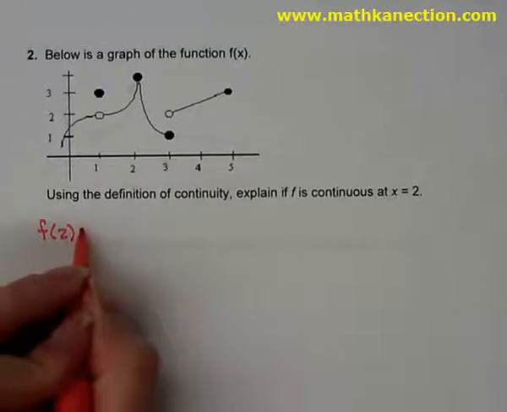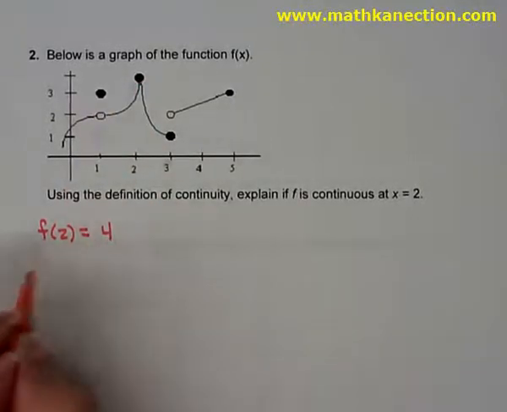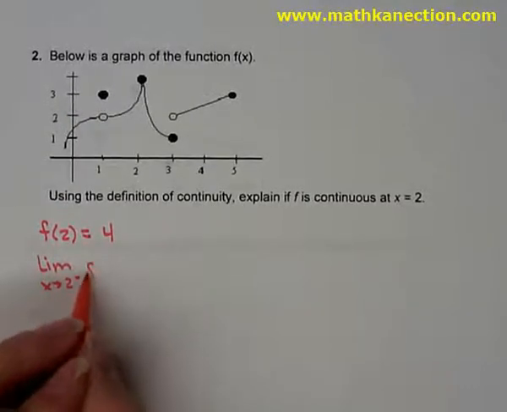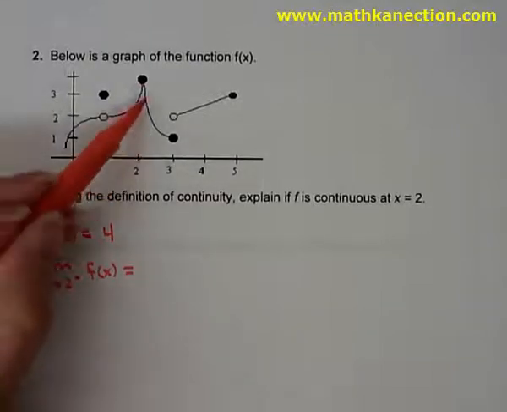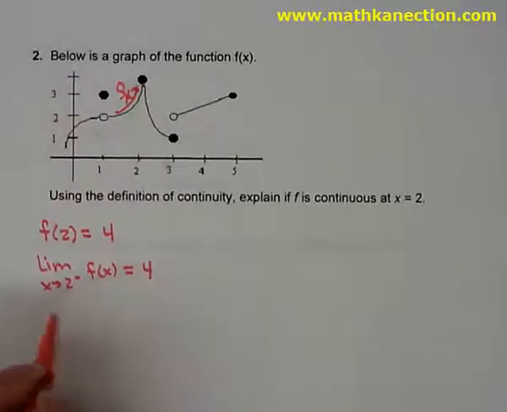Second example, we're going to look at whether f of x is continuous at 2. f of 2 is equal to 4. See, the y value of f of 2 is at 4. Looking at the limit as x approaches 2 from the left of f of x, approaching that x value of 2 coming from the left side, the graph is going towards 4.